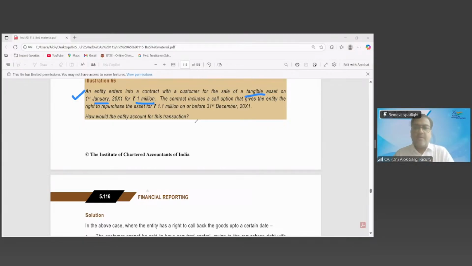The contract includes a call option. What is meant by call option? Who has the right to repurchase? The seller has the right to repurchase. The seller has a right to repurchase.